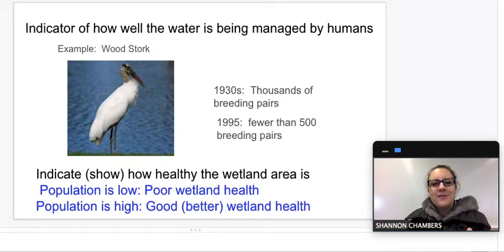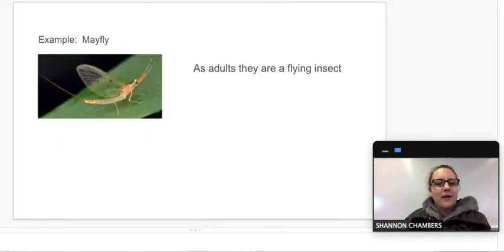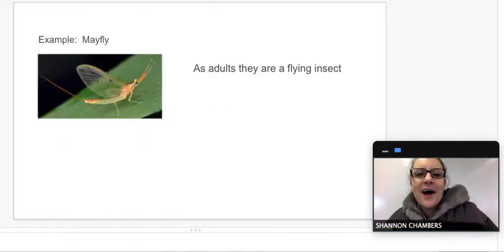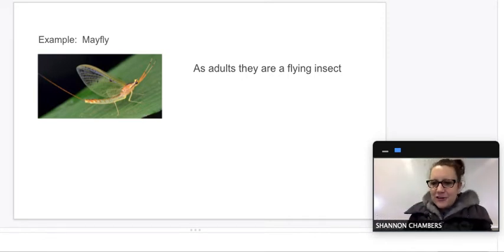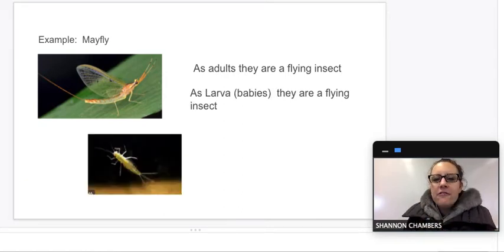Another good example, and this is one of my favorite insects. I don't know if it's weird to have a favorite insect, but I love these guys. It's called the mayfly. They have a really interesting life cycle. As adults, they're flying insects, and this is what they look like. You probably have never seen one, unless you've been around water when they happen to hatch. They only live for a day or so as adults. Most of their life is actually as a baby, as a larva.